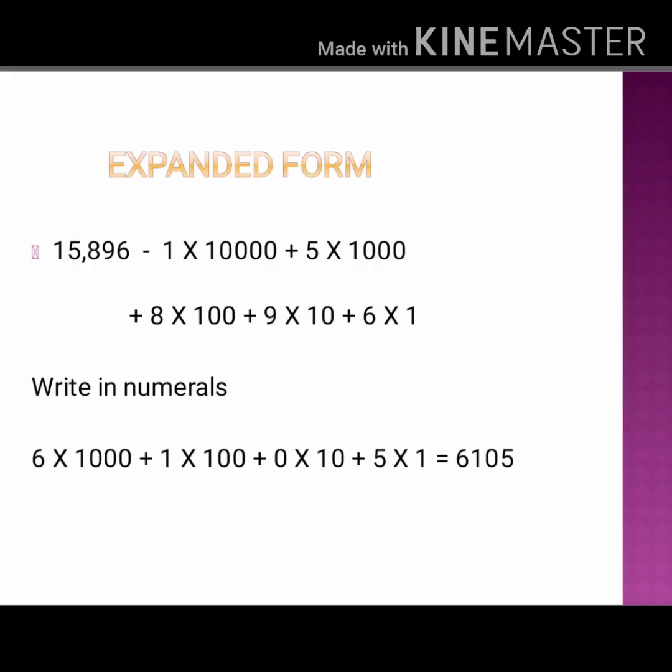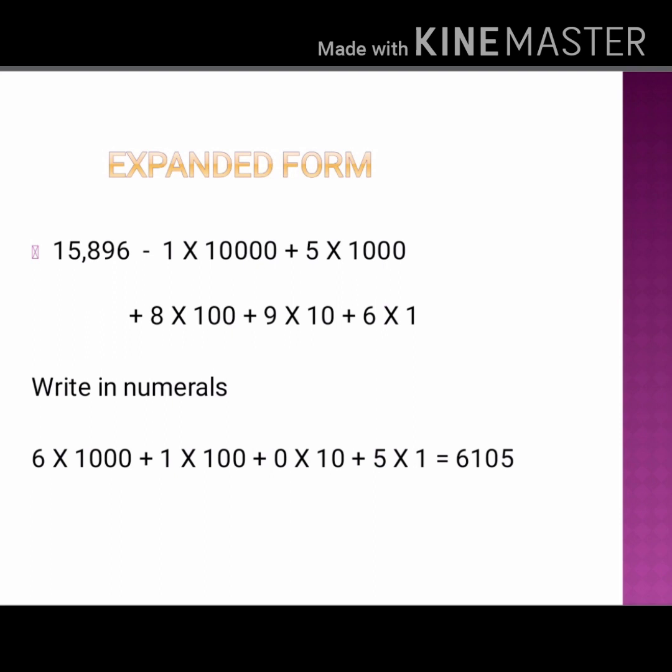Next, if a number 15,896 is given, how will you write it in expanded form? It's nothing. If you are thorough with the places, then it is quite easy to write its expanded form. So first you write all the places: ones, tens, 100, 1000 and 10,000. Now you need to separate it. 15,896 is 1 into 10,000 plus 5 into 1,000 plus 8 into 100 plus 9 into 10 plus 6 into 1. This is the expanded form.